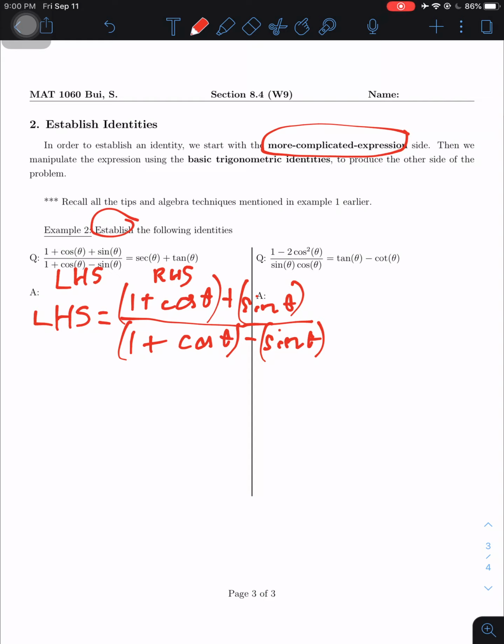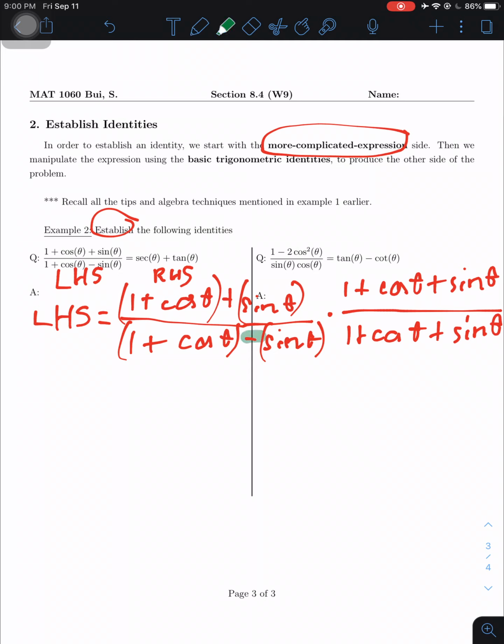And again, how do I know this? It's just my instinct, to be honest. I look at it, if I see something similar for the top and bottom, and they differ by a sign, like a middle sign here, that's the hint for me to go for the conjugate. Okay, so that means I'm gonna go ahead and multiply by the conjugate of the bottom. So I'm gonna multiply 1 plus cosine plus sine to both top and bottom of the original left hand side. And if you ask me how do I know this is the conjugate? Well, notice that in here we have a minus, right? So for the conjugate of the minus, we change it to a plus.